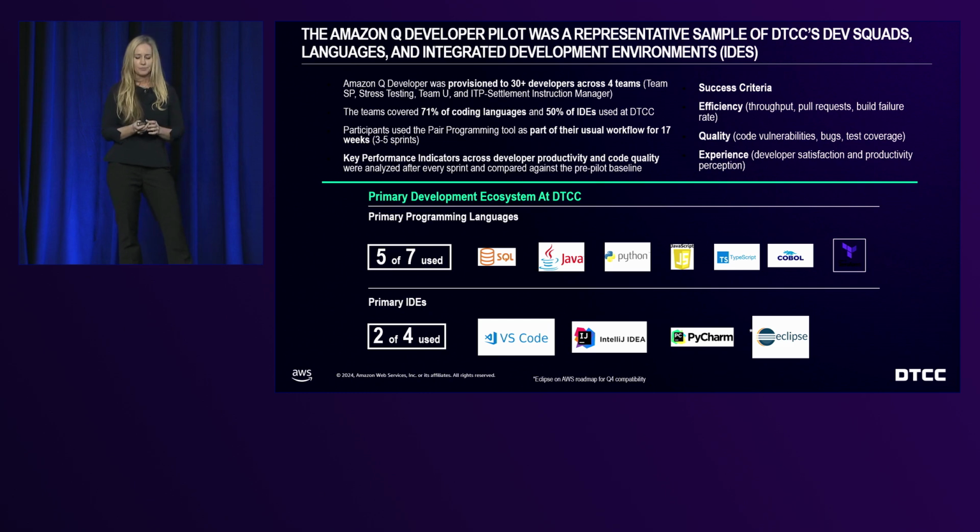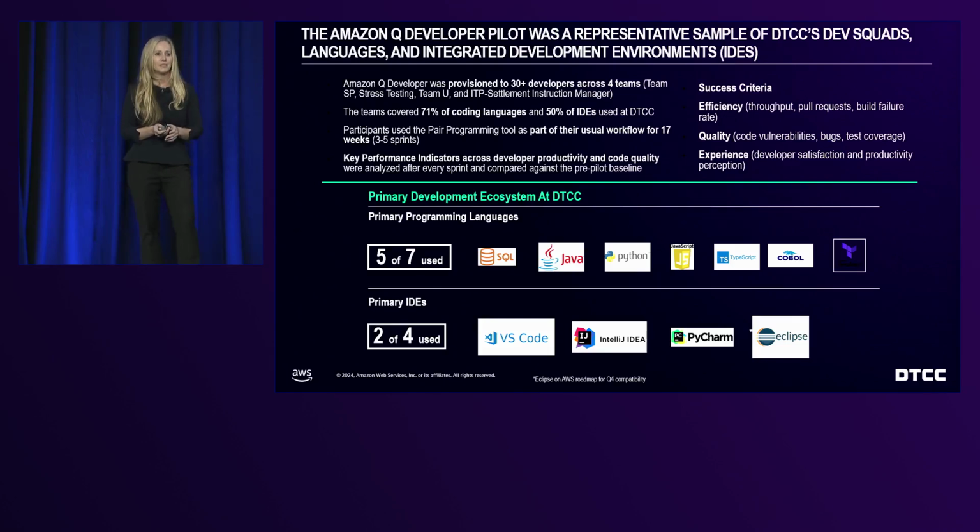So ultimately, we designed the pilot to ensure that it was a representative sample of DTCC's squads, of our languages, of our IDEs as well. So 5 of our programming languages were represented. 2 of 4 of our primary IDEs were represented. And Amazon Q Developer was provisioned to over 30 developers across 4 teams. Those teams were chosen, again, for their relative diversity in applications that they covered. We also ensured that the participants used the tool over a course of 17 weeks or 3 to 5 sprints.